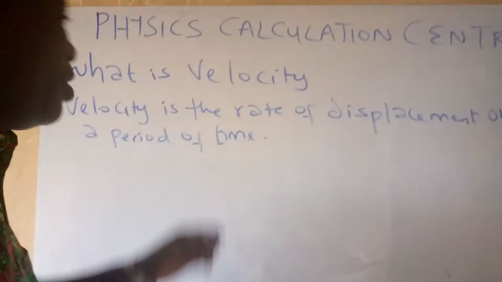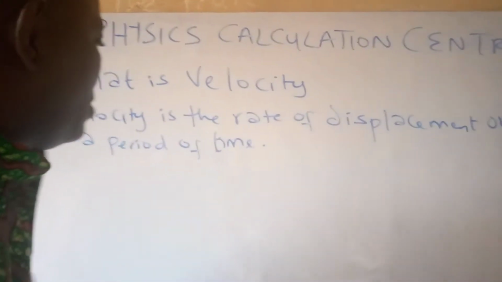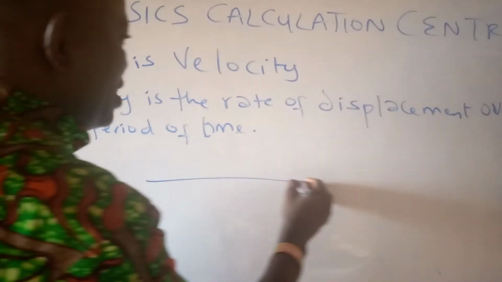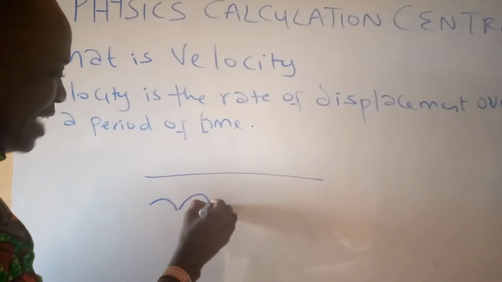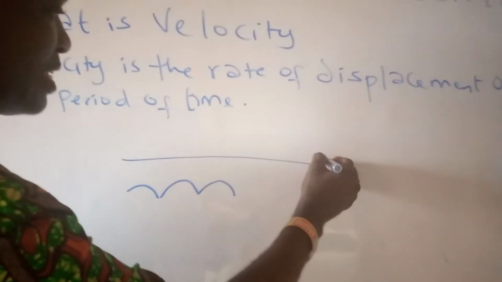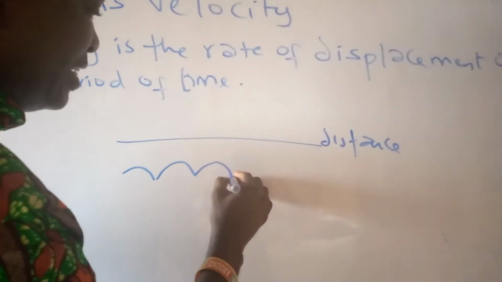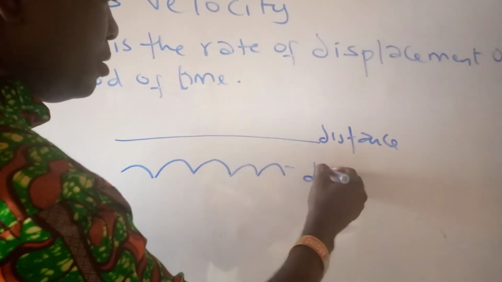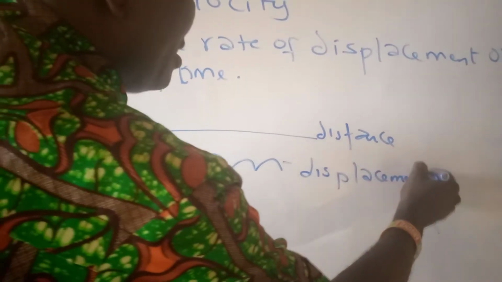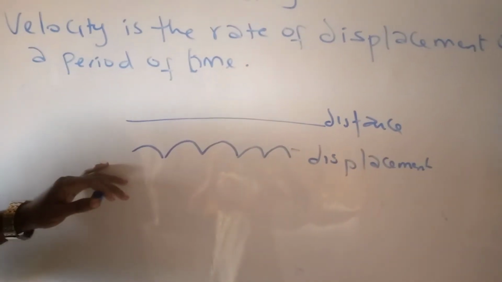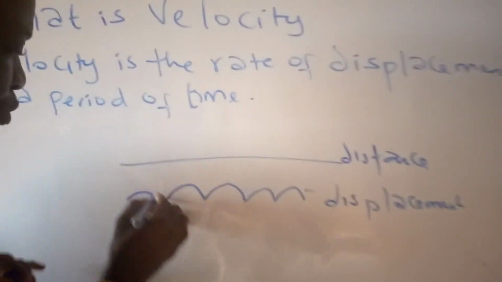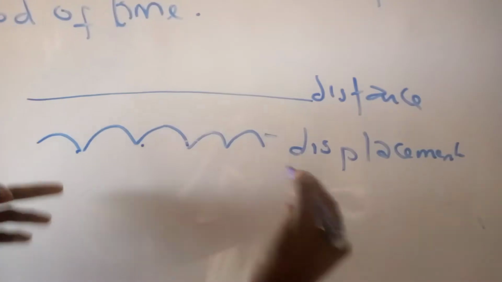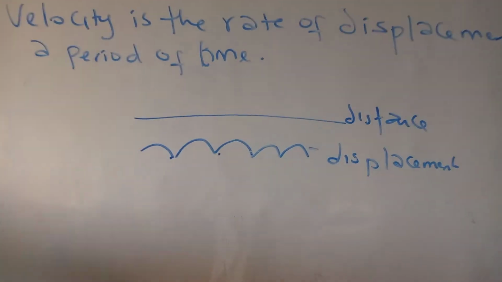Basically, they are the same thing. But the little difference between displacement and distance is this. In distance, it goes, that's distance. But displacement can mean moving at a time, stopping, moving at a time. This can be distance, and this can be displacement. So you are moving one after the other. They have the same units, but distance goes like that, but displacement means when you move, you stop a bit, when you move, you stop a bit. So velocity is basically the rate of displacement over a period of time.